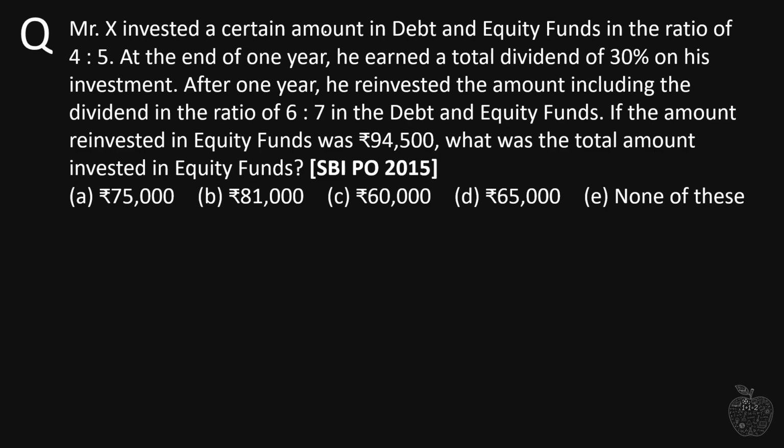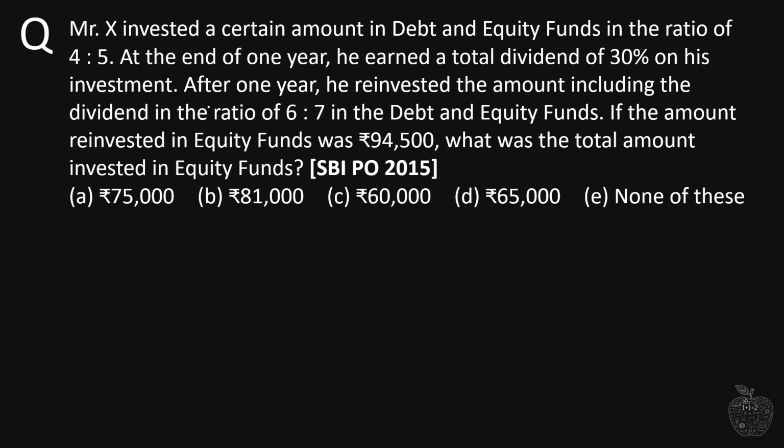Mr. X invested a certain amount in debt and equity funds in the ratio 4:5. At the end of 1 year, he earned a total dividend of 30% on his investment. After 1 year, he reinvested the amount including the dividend in the ratio of 6:7 in the debt and equity funds. If the amount reinvested in equity funds was 94,500, what was the total amount invested in equity funds?